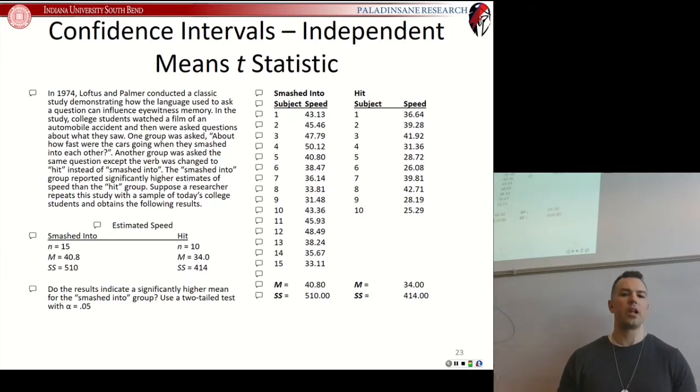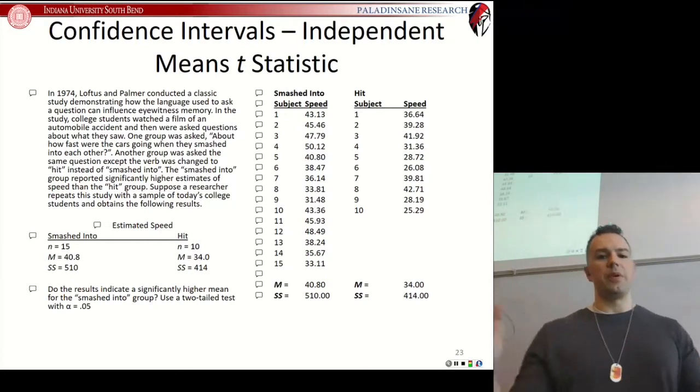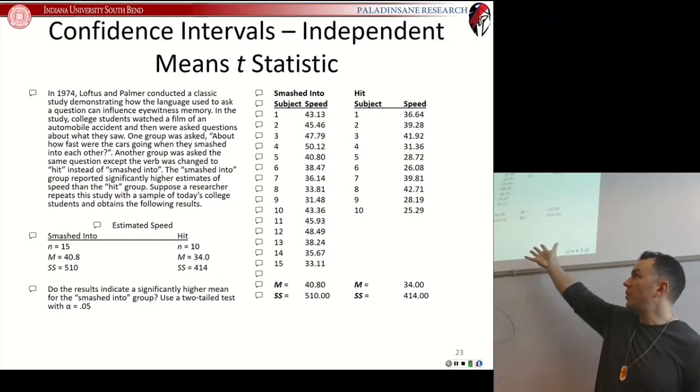In 1974, Loftus and Palmer conducted a classic study demonstrating how language used to ask a question can influence eyewitness memory. In the study, college students watched a film of an automobile accident and then were asked questions about what they saw. One group was asked how fast the cars were going when they smashed into each other. Another group was asked the same question, except the verb was changed to hit instead of smashed into. The smashed into group reported significantly higher estimates of speed than the hit group. Suppose a researcher repeats this study with those scores right there.